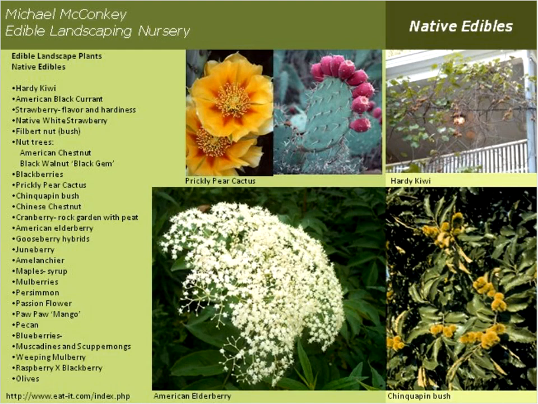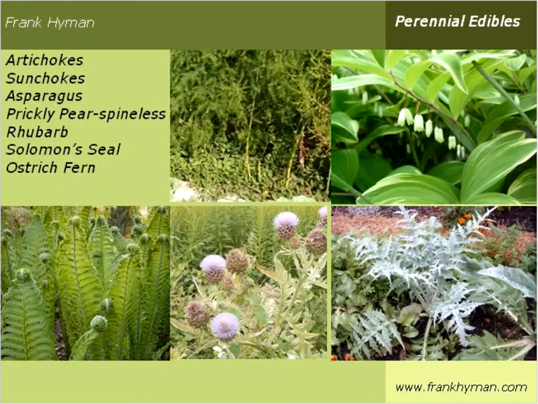The chinquapin bush, a wonderful shrub that you could include in a landscape. So trying to address all aspects of gardening, from using large trees like pecans or persimmons or mulberries to smaller materials like brambles, like the raspberries and blackberries. So this is a wonderful list and a wonderful resource for these native edibles.